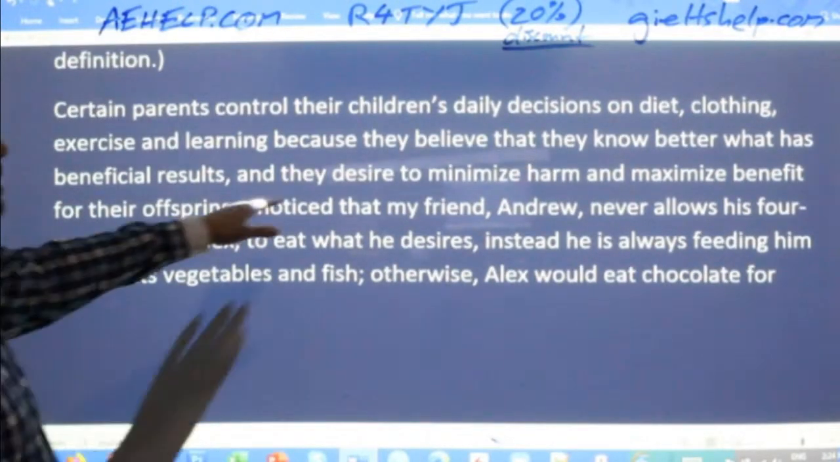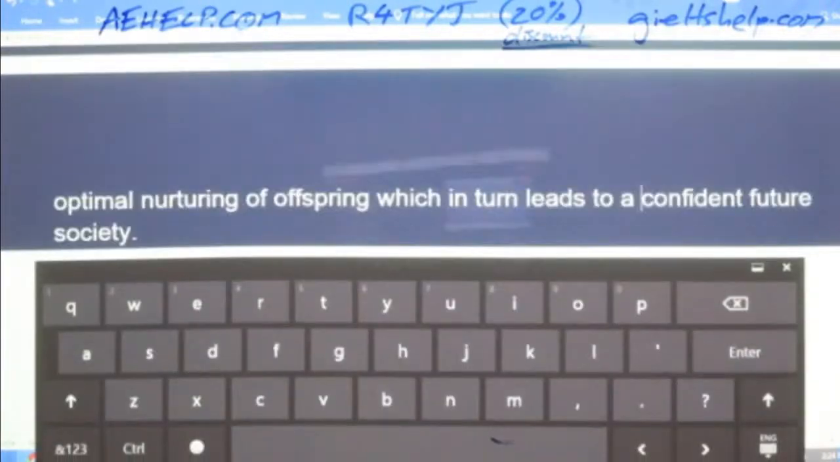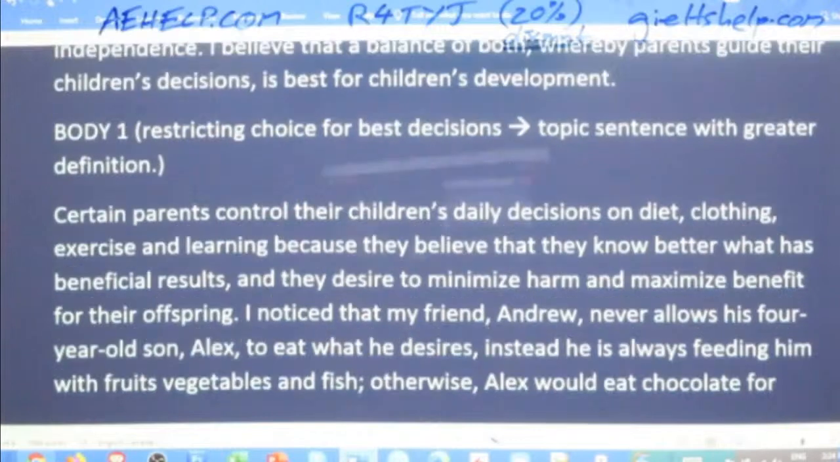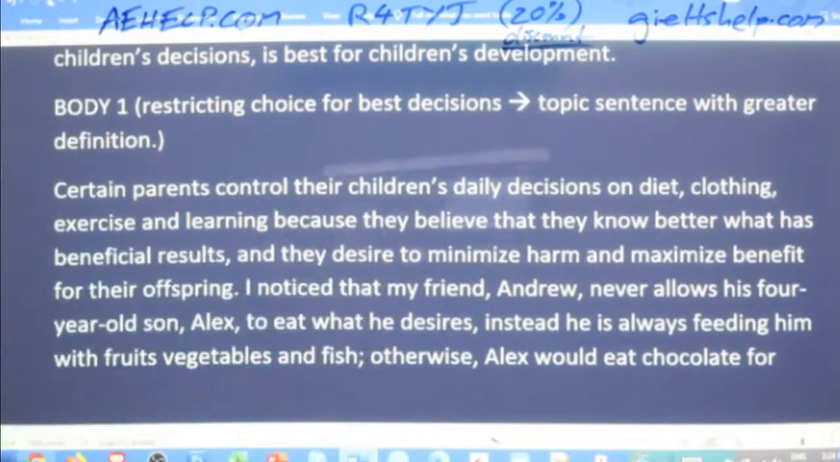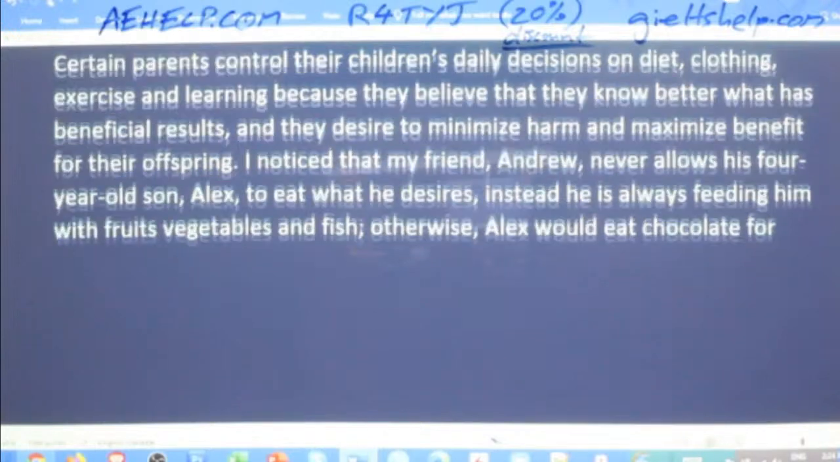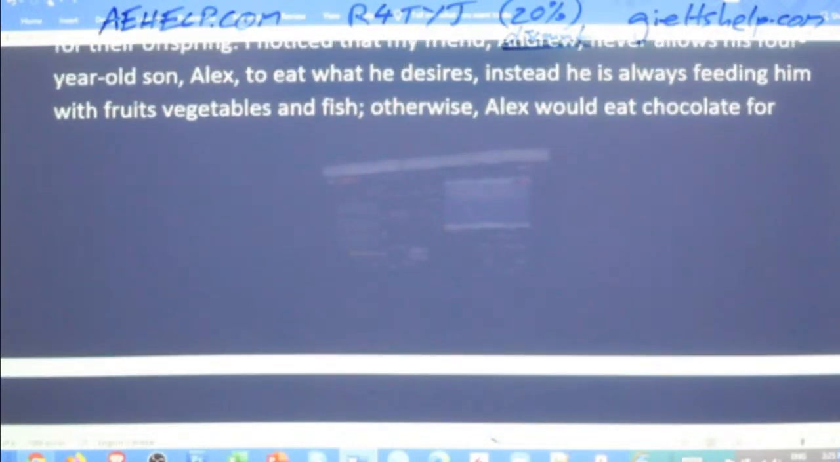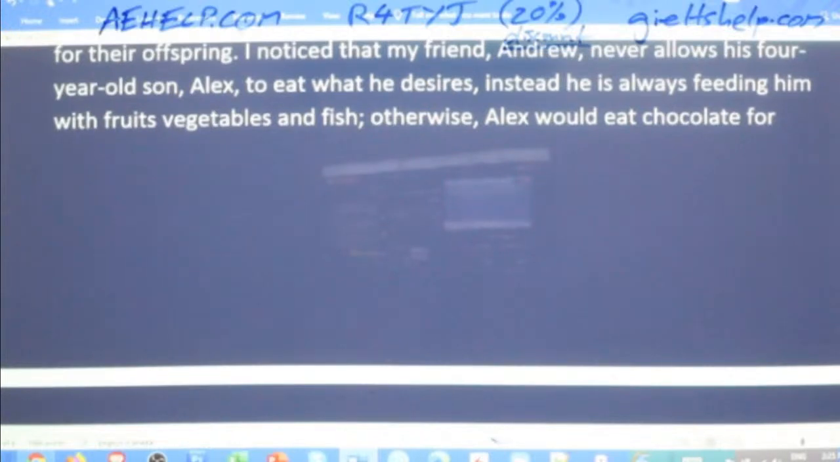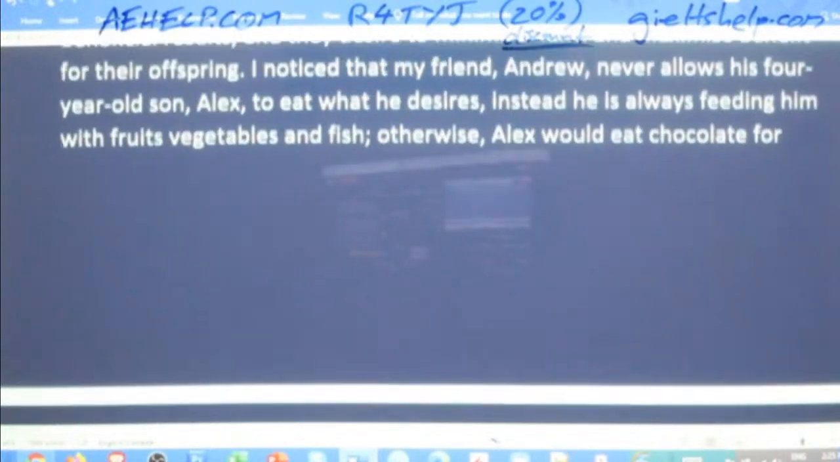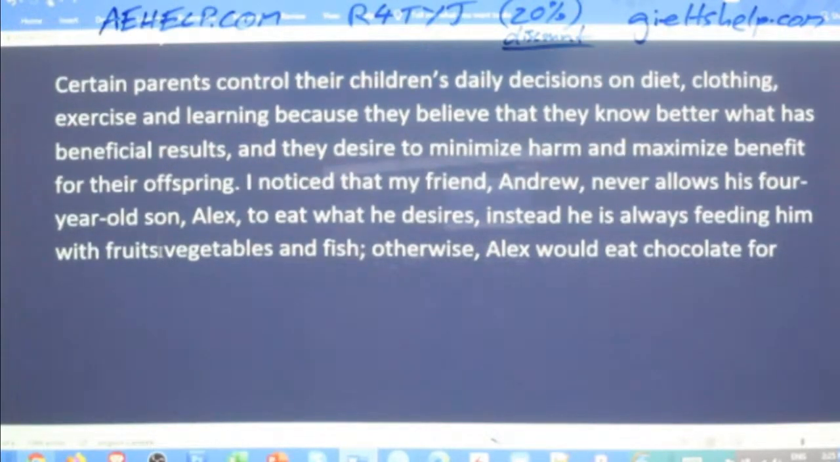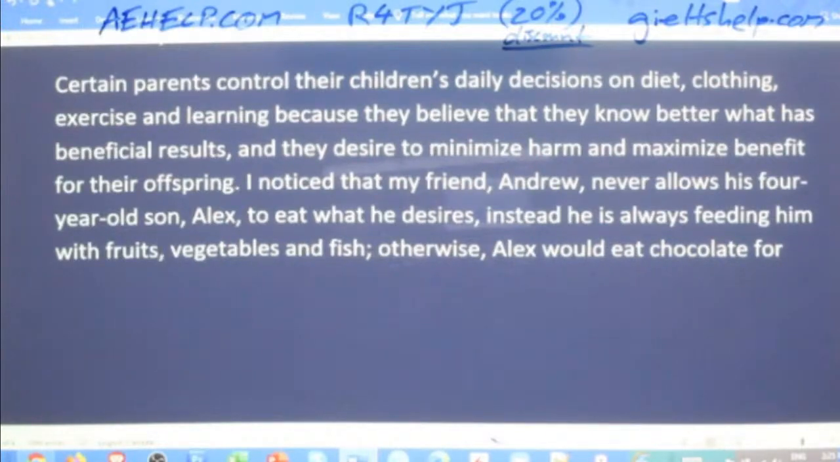Certain parents control their children's daily decisions on diet, clothing, exercise, and learning. Because they believe that they know better what has beneficial results and they desire to minimize harm and maximize benefit for their offspring. I noticed that my friend Andrew never allows his four-year-old son Alex to eat what he desires. Instead, he is always feeding him with fruits, vegetables, and fish. Otherwise, Alex would eat chocolate for breakfast, lunch, and dinner. Okay. Always make corrections where you see them. There we go. All right.